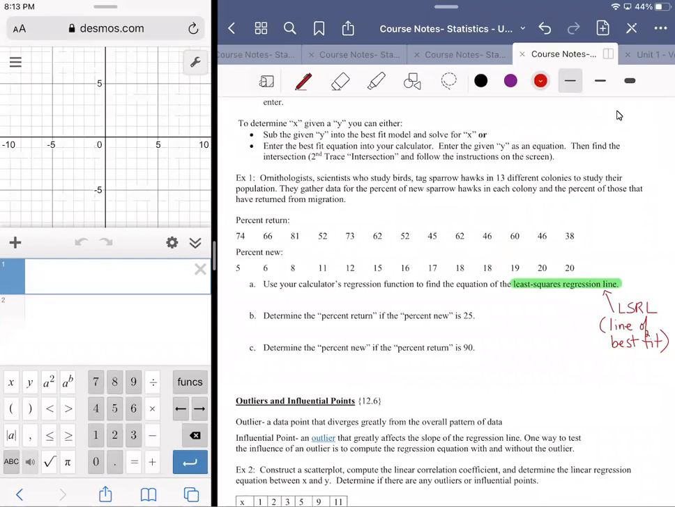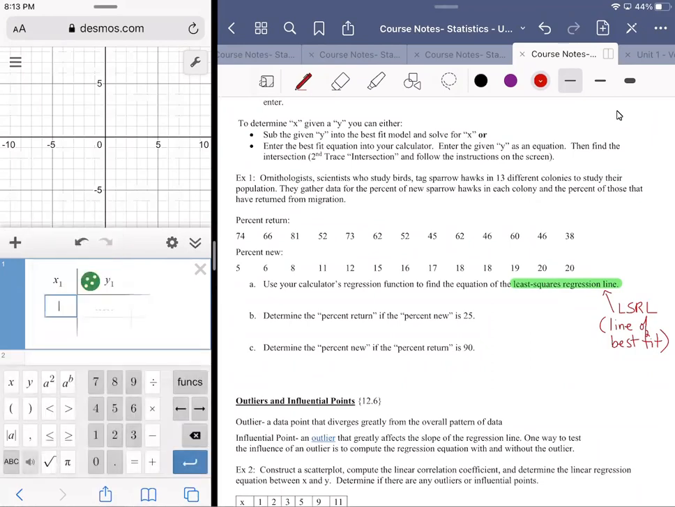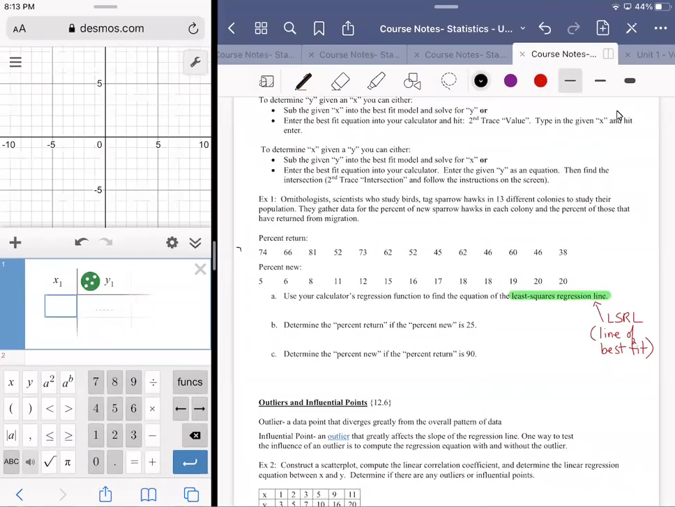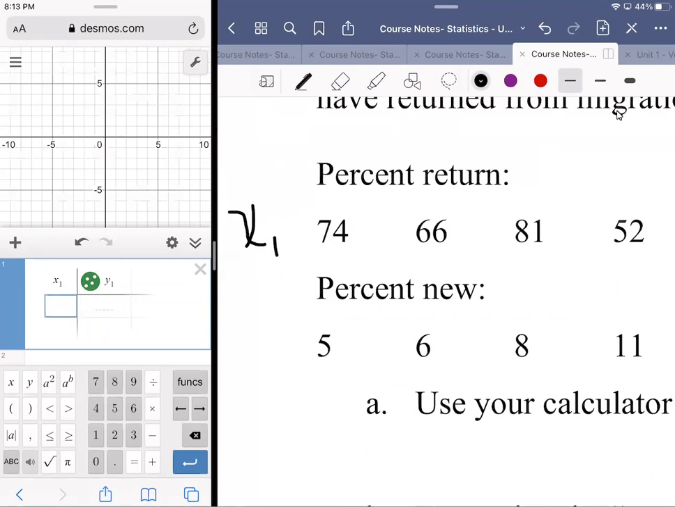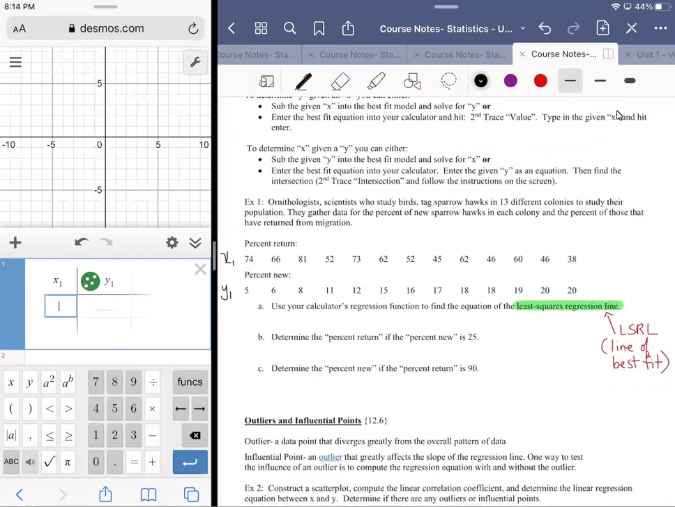So we need data, which we have. We're going to put that in a table. The first set of data, what we call the explanatory variable or the input variable, goes in for x1. The second set of data goes in for y1. So we type all that stuff in.